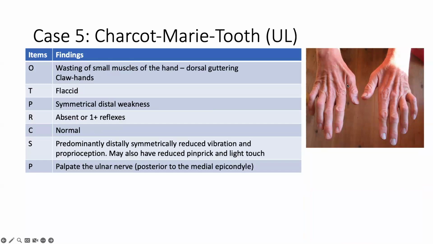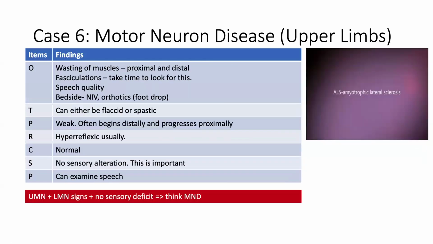It's pretty obvious. And look for clawing of their hands, like clawing of the toes, similarly to that. And you can try to palpate the ulnar nerve. Actually, you can palpate your ulnar nerve any day because it's quite obvious. But in somebody with Charcot-Marie-Tooth, it's easier to palpate. It's just posterior to the medial epicondyle.